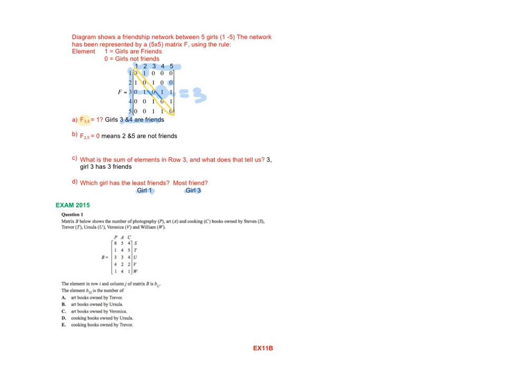So here's an example for you. Matrix B shows the number of photography, art, and cooking books owned by Stephen, Trevor, Ursula, Veronica, and William. Okay, the element B32 is the number of. So if you go to row 3, column 2, that's telling me what? The number of art books for Ursula. Yeah? So there's your answer. Okay? So that's just an exam question to show you what you could get.